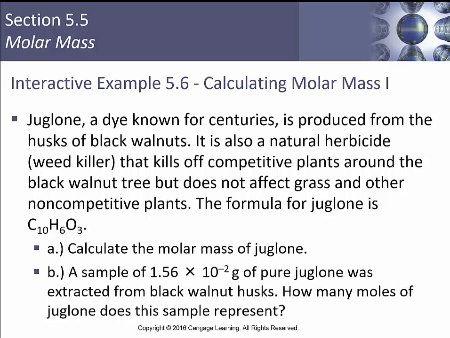The formula for juglone is C10H6O3. We want to calculate the molar mass of our juglone. And we've got another example where we got a sample of 1.56 times 10 to the minus 2 grams of pure juglone that was extracted from black walnut husks. How many moles of juglone does this sample represent? All right, so we've got two things. Calculate the molar mass, and then, given this, how many moles does it represent? So one, we've got to figure out our molecular weight or molecular mass, and two, we're going from grams into moles using that molar mass.